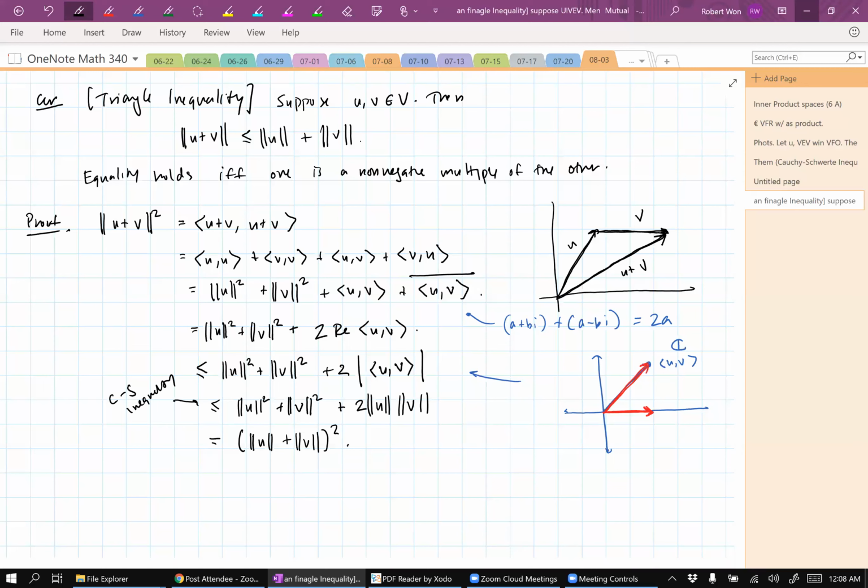What about the equality part of it? Well, this will be an equality if and only if these two steps are actually equalities. The second step we know is an equality if and only if one of u or v is a scalar multiple of the other. So the second inequality is an equality if and only if one of u or v is a scalar multiple of the other.